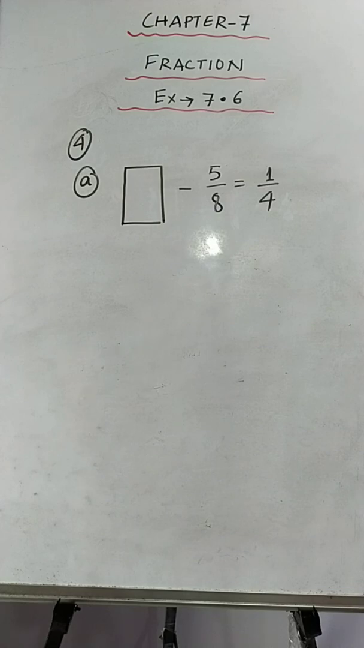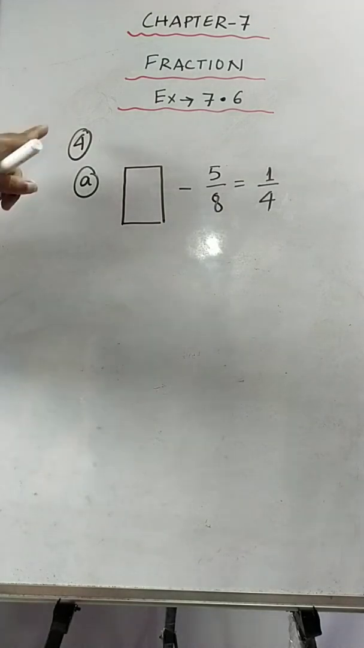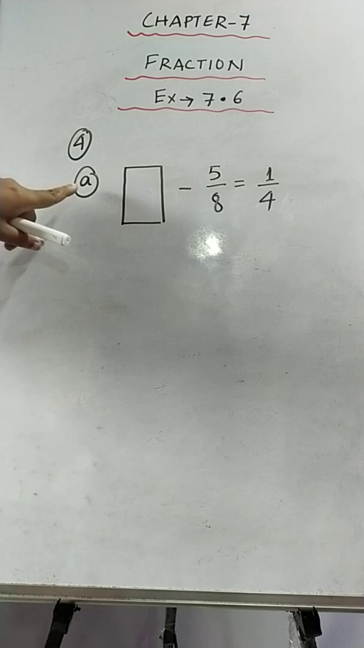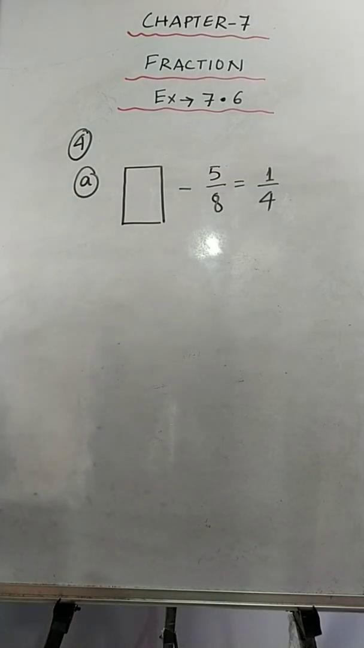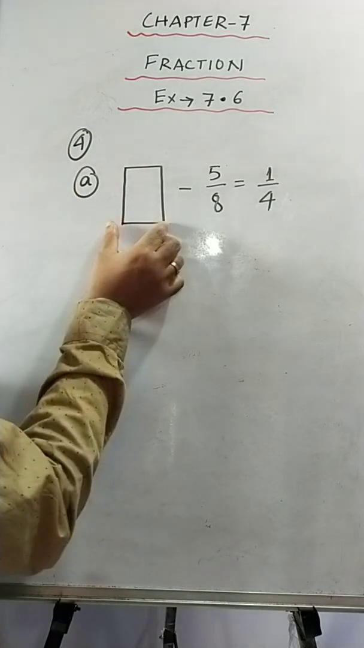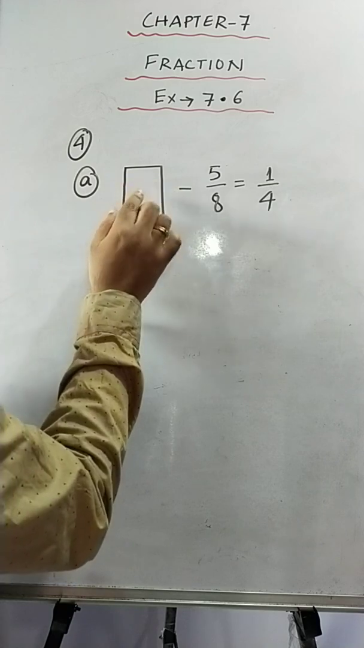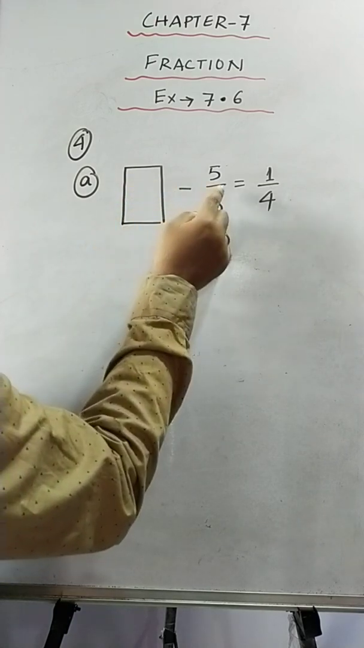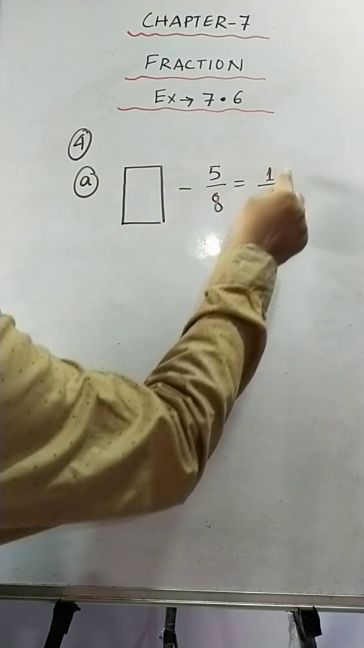Now we have three sums under question number 4. So in sum number A we have to fill in the blanks. Okay, so we have to fill in this box. What is the fraction from which you have to subtract 5 by 8 to get 1 by 4?